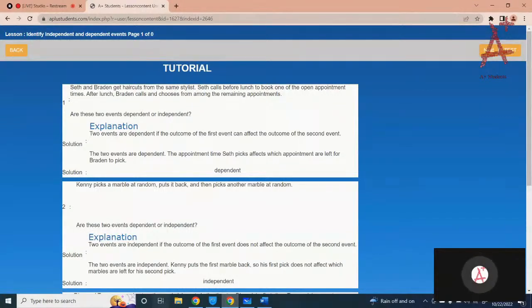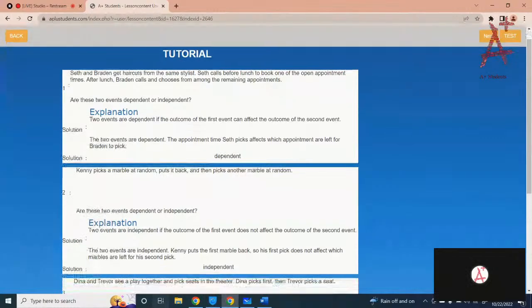Because the appointment time Seth picks affects which appointments are left for Braden to pick. Because Seth selects the appointment time first. Got it? Now Braden has to select the appointment time from the rest of the times, not the one that Seth selected. So the outcome of the first event affects the outcome of the second event. So that means they are dependent. Got it?